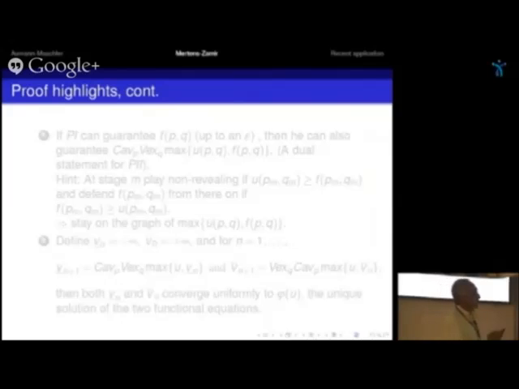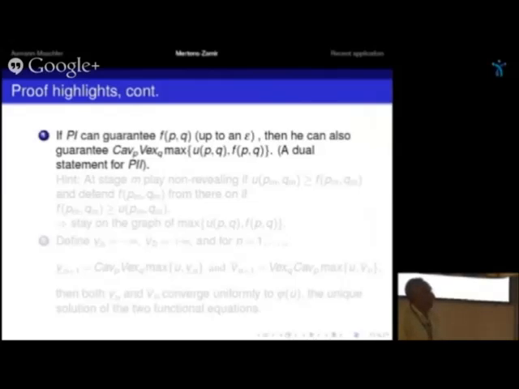So here is one way to go about it, to go from here to the proof. We prove that if player 1 can guarantee a certain function of PQ up to an epsilon, then he can also guarantee the Cav over P, Vex over Q of the maximum of U and this F. Okay? And the dual thing.